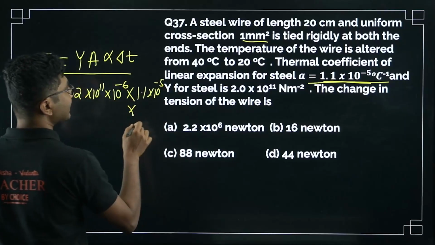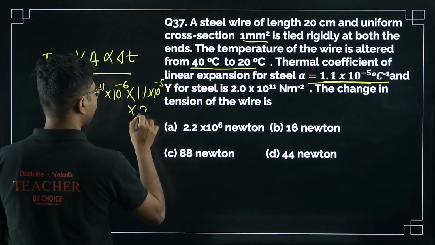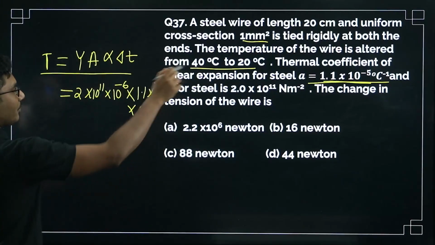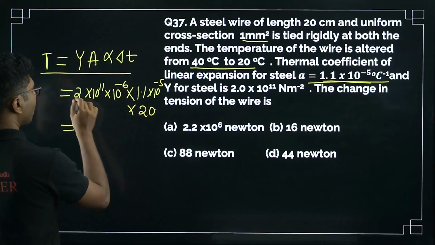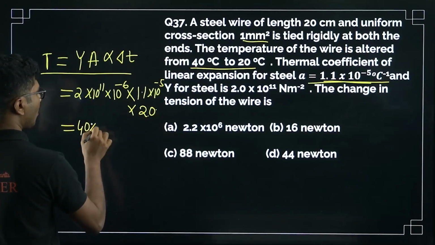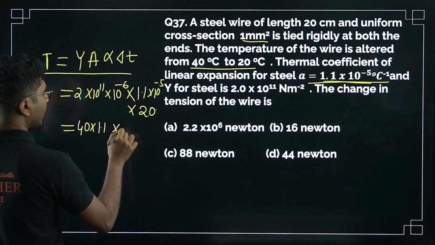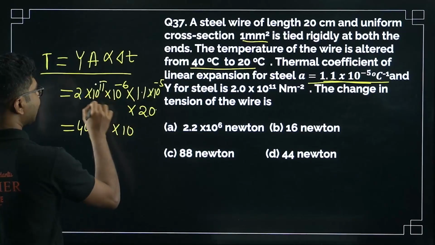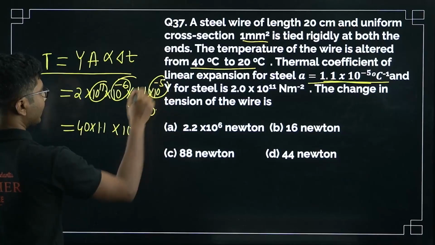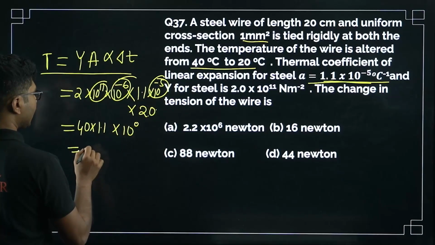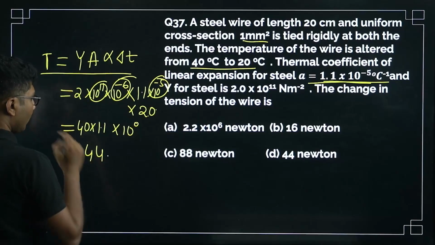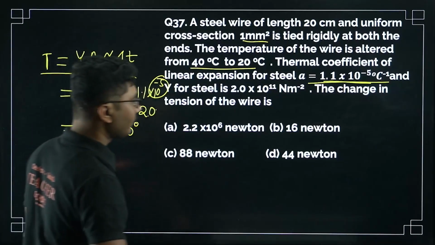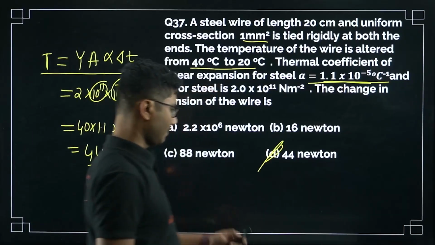And what is the change in temperature? Change in temperature is 20 degrees, 40 minus 20. I hope you understood. So 20 into 1.1 into 10 to the power of 11 minus 11, so the powers cancel and everything is 0. So you get this as 44. Okay, 44 Newton is the answer.